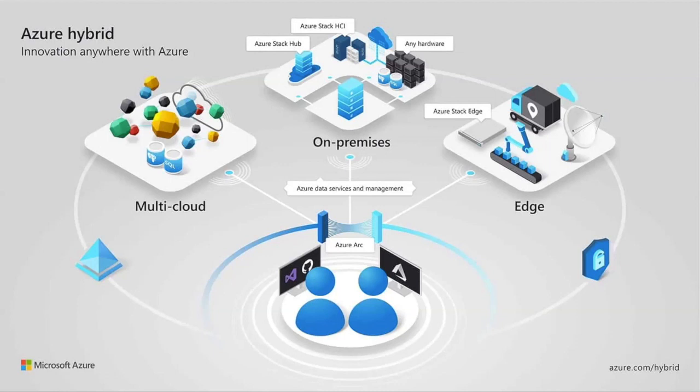Now, what is that offering? Well, basically, that's a way to have a consistent deployment across Kubernetes clusters in other clouds, in the Azure cloud, that run on premises or on the edge. And they use Flux for that.